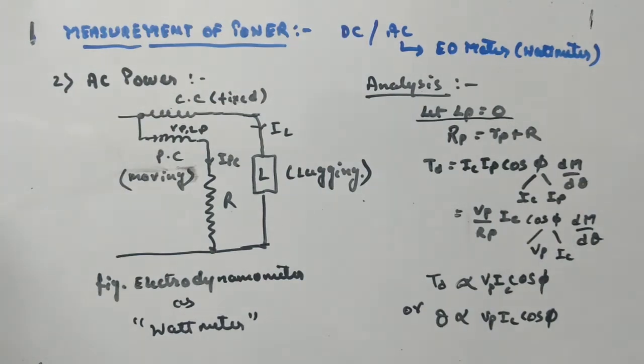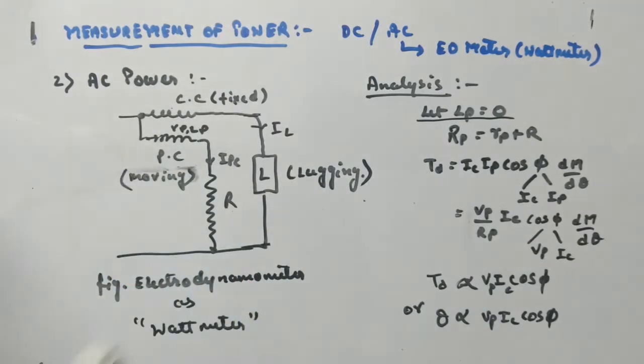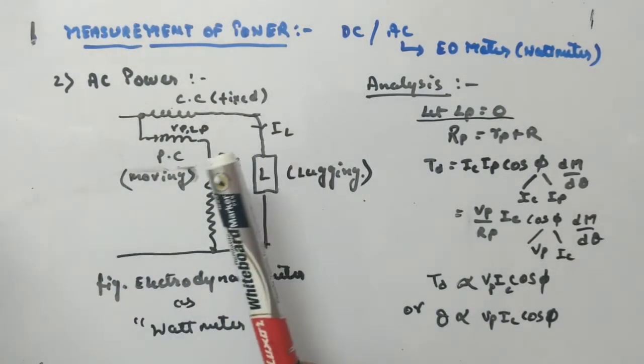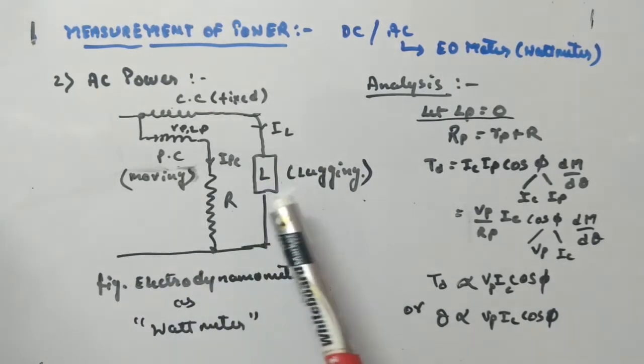Okay, let's see the electrodynamometer type of wattmeter to measure AC power. This is how the circuit will look, the electrodynamometer used as a wattmeter. This is the figure of how it will look, so I'll explain what all things are there.